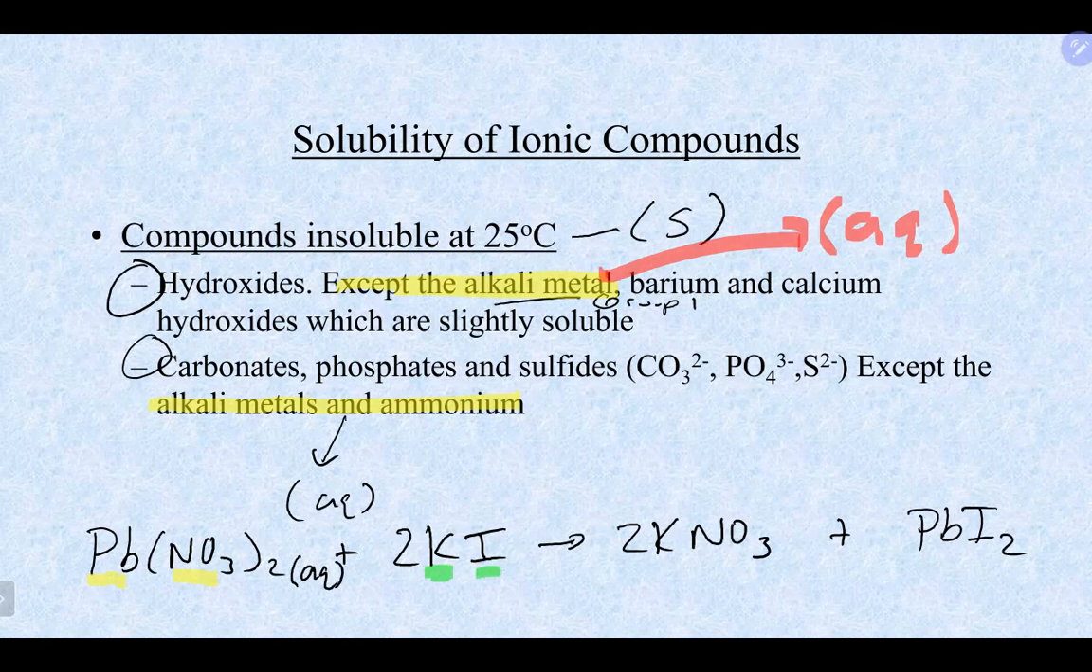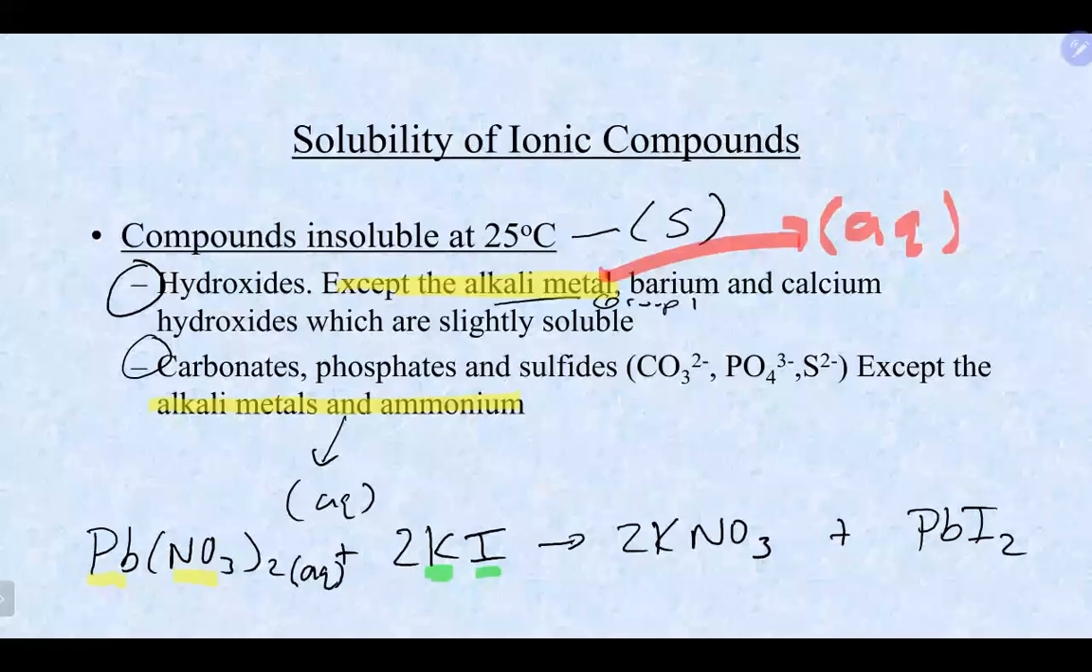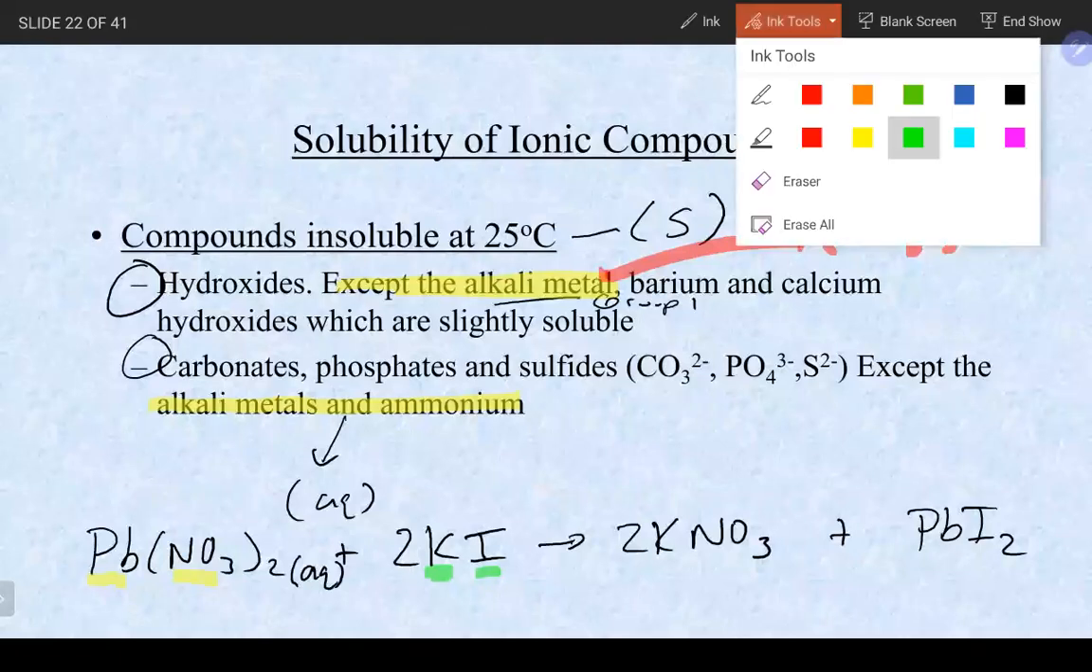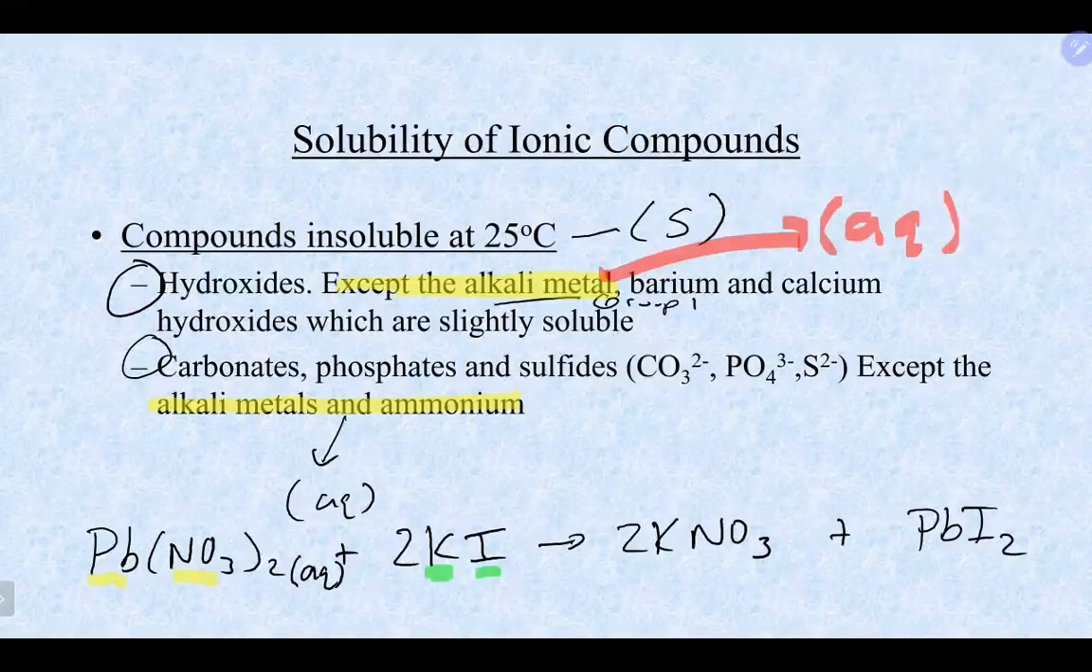Iodides are soluble in everything except for silver, lead, and mercury. And in this case, there is no silver, lead, or mercury, which also means that it is soluble. So in this case, you can actually look at either one to help you decide, but really you don't need to look past the first guy there, which is potassium. And we know that this guy would be aqueous.